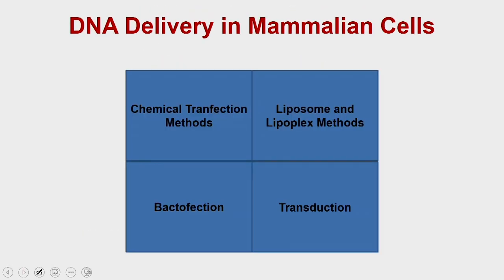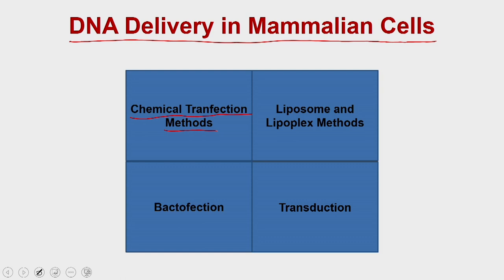For DNA delivery in the mammalian cell, people are mostly utilizing four different strategies. Strategy number one is called the chemical transfection method. In the chemical transfection method, people are using different types of chemicals, and these chemicals make complexes with the DNA, and as a result they are taken up by the cells.